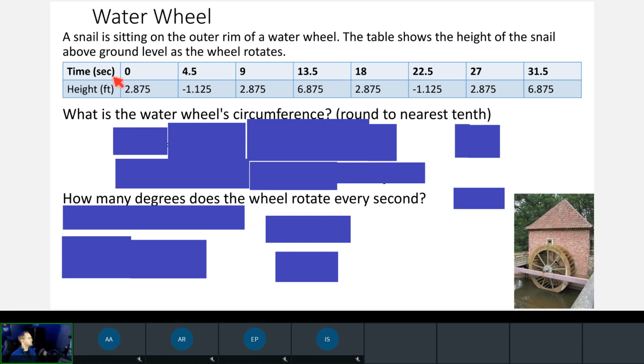All right, so it tells you have your time, and then you have your height. So this is probably your x values, and this is going to be your y values. Independent variable is time, dependent is your y. All right, so what is the water wheel's circumference? We've got to find the circumference of this given this data. Anybody have any ideas how we can approach this? Find the radius of the circle. I think that's excellent. Okay, how do we find the radius of this water wheel first?